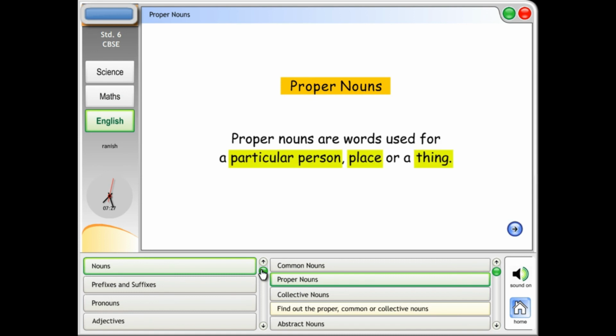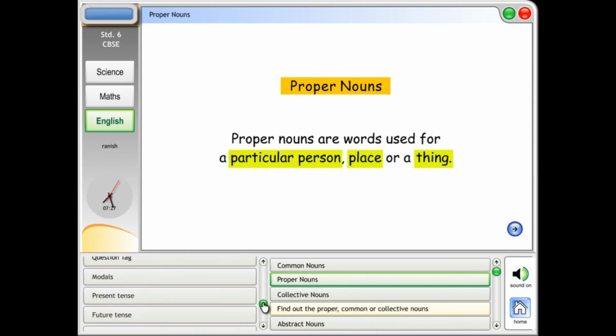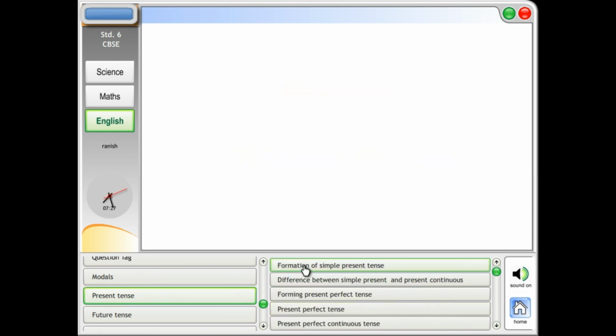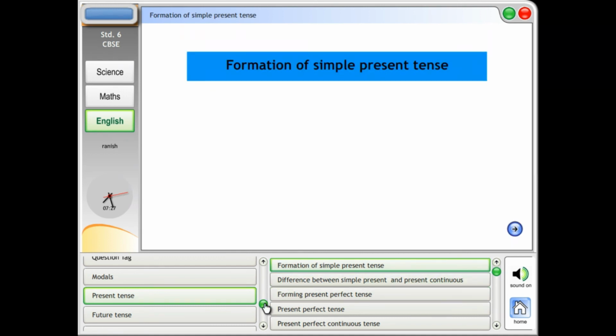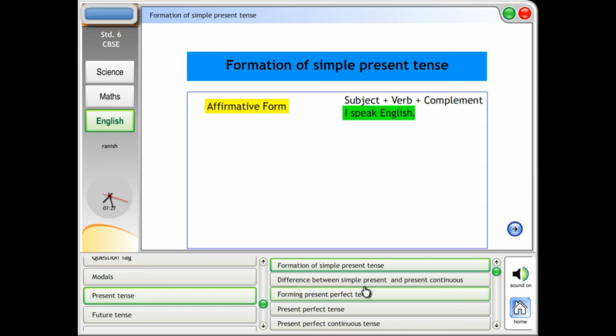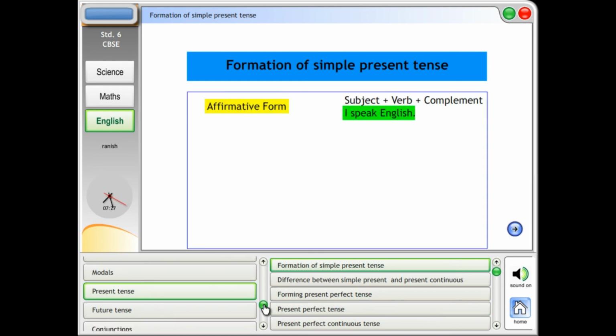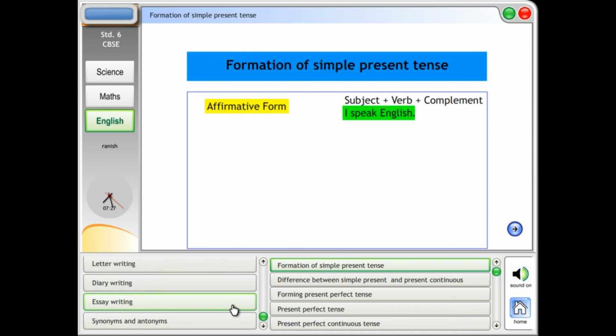Proper nouns. Proper nouns are words used for a particular person, place or a thing. Formation of simple present tense. Affirmative form: subject plus verb plus complement. I speak English.